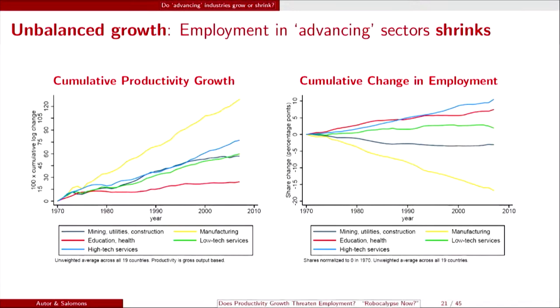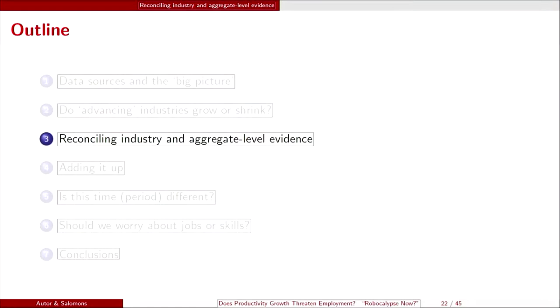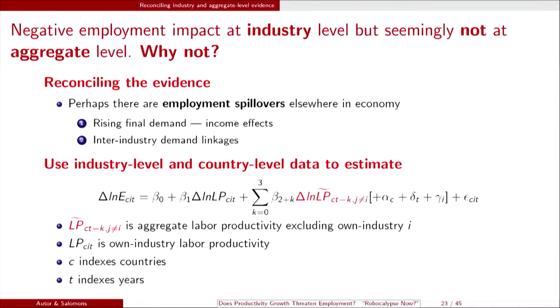So that leads us to ask, how do we put together at the aggregate level, we see this positive relationship between employment and productivity growth. At the industry level, we see a strongly and robustly negative effect. How are these two related? Well, perhaps there are employment spillovers elsewhere. This could happen through rising final demand, i.e. rising consumer incomes causes growth in demand for other sectors, or through inter-industry demand linkages. We don't model those. We're taking a reduced form approach in this paper. We'll look into that later.